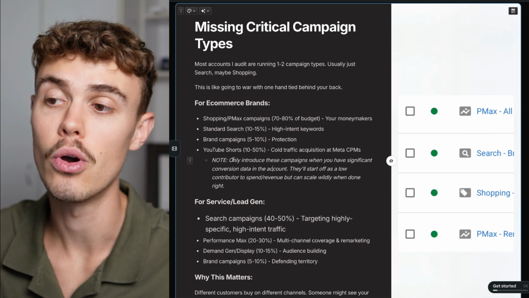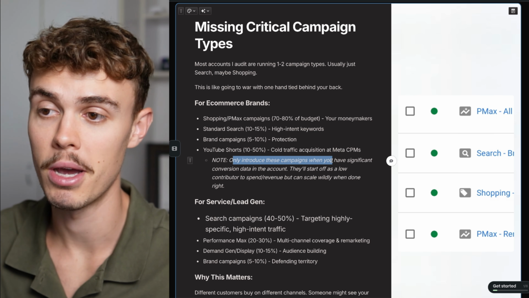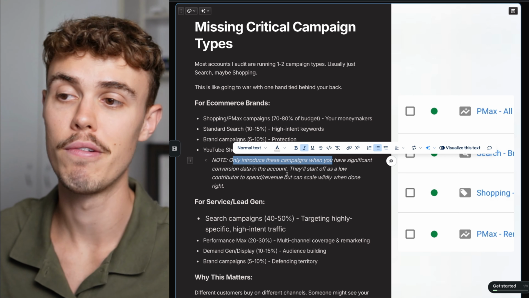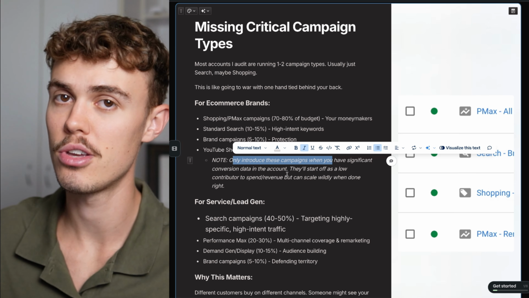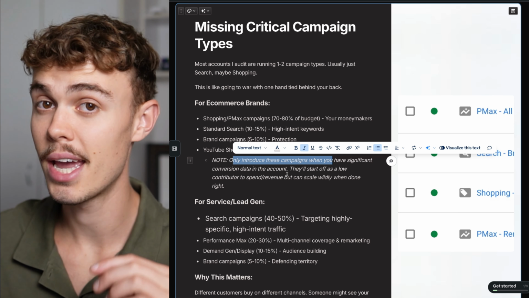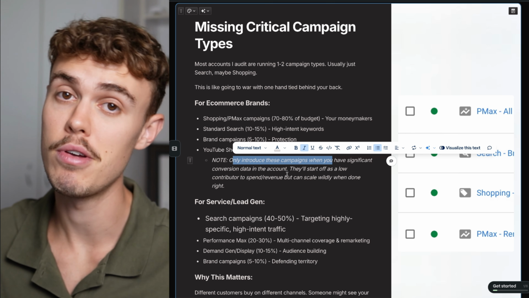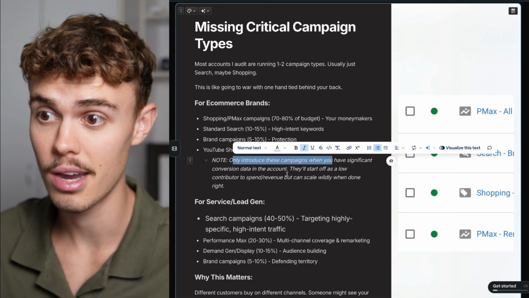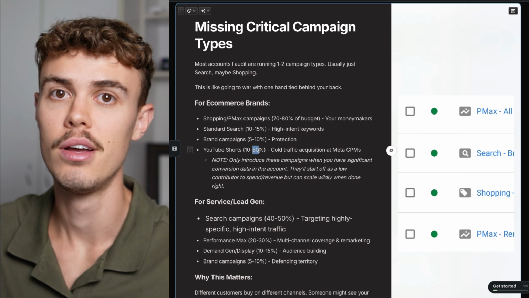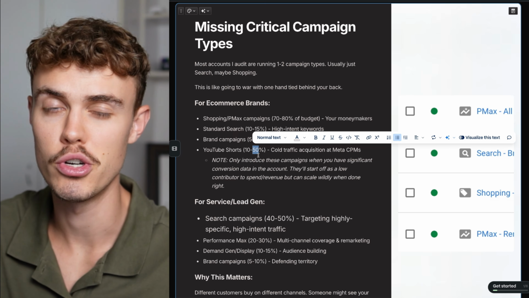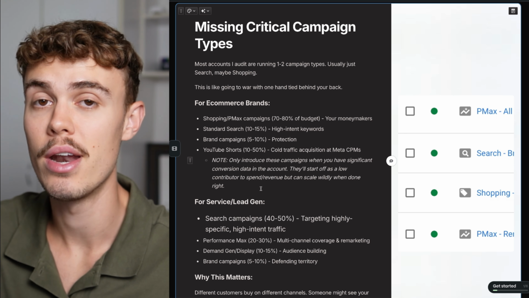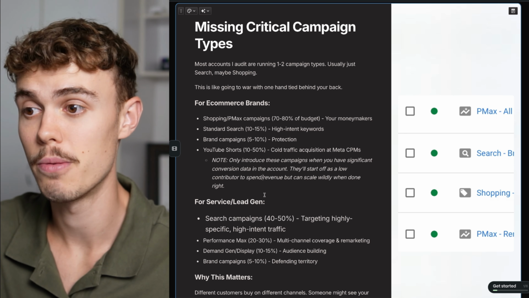Now it's very important that you only introduce YouTube Shorts campaigns when you have a significant amount of conversion data in the account. And they'll start off typically as a pretty low contributor with not a huge ROAS. But as they start to gather more data, you'll find that you can scale these massively if you have high quality creatives and high quality data in the account. So that's when you can be getting up to those 50% of the account contribution from YouTube Shorts. So make sure that you start slow and then ramp up when the signals indicate to do so.